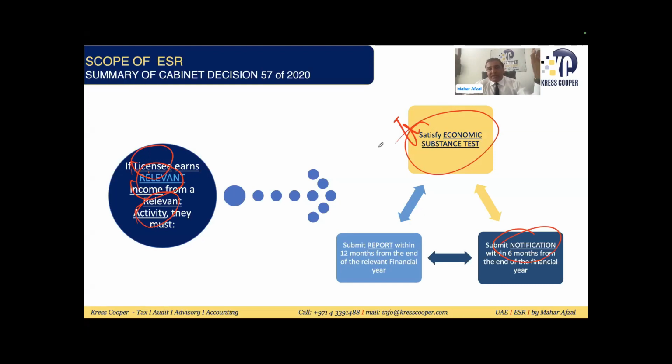I'm repeating: if the licensee is earning relevant income from the relevant activity, the licensee is liable to submit the notification within 6 months from the end of the relevant financial year. They are liable to satisfy the ESR test.